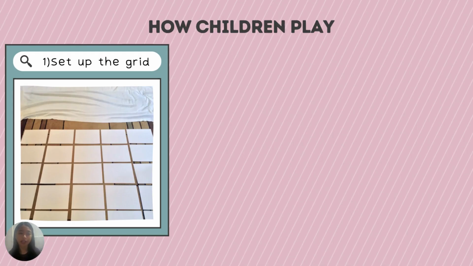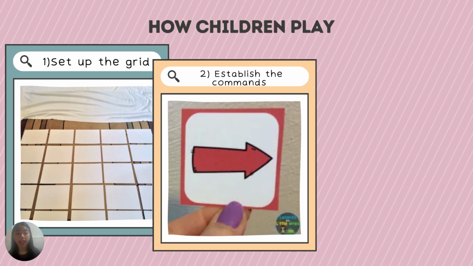First, set up the grid. Okay, so the teacher or children place a character at the starting point on the grid and put the settings or obstacles on the grid in the order they occur. Okay. Second is to establish the commands.